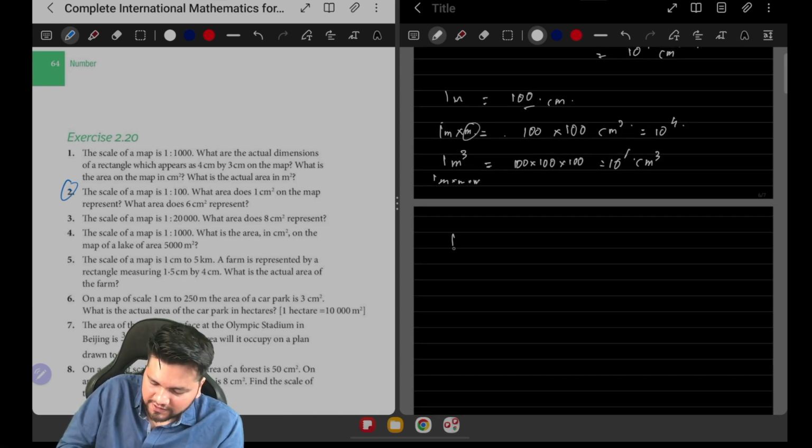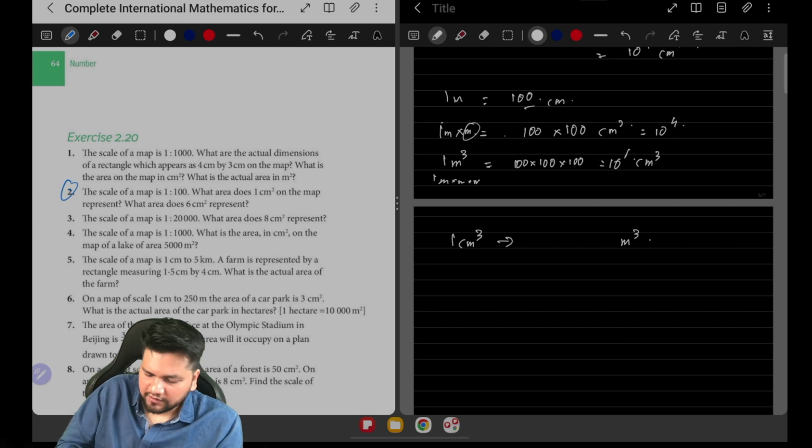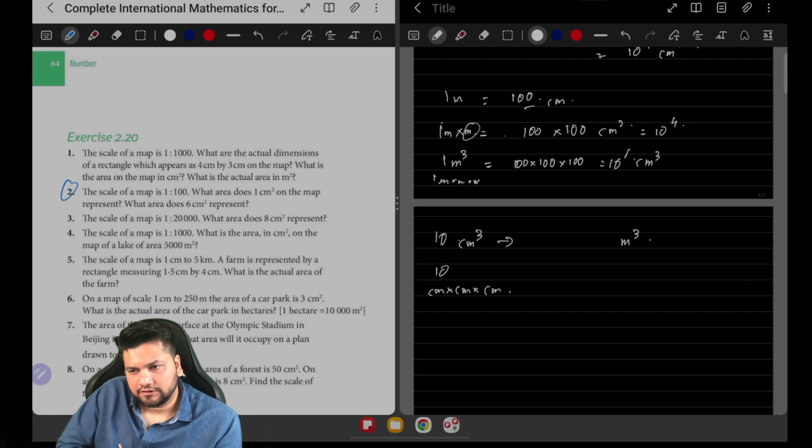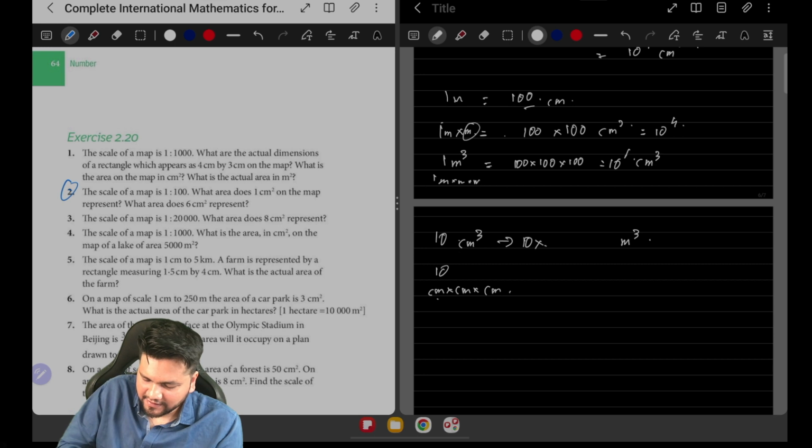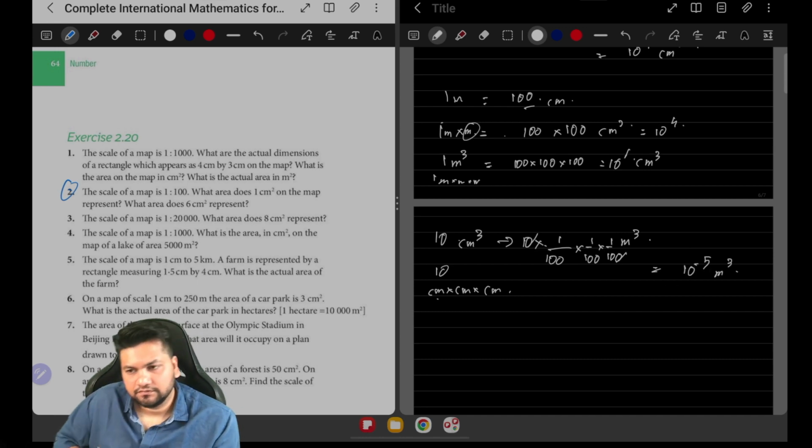Now if I want to convert centimeter cube into meter cube, let's say 10 centimeter cube, a random value I'll consider, into how many meter cube. Again it's like 10 centimeter into centimeter into centimeter. Here this 10 stays as it is, and each centimeter I'll convert into meter, so I'll divide by 100, into 1 by 100, into 1 by 100, whatever the calculation is. I think you'll get 10 to the power of minus 5 meter cube. That's the answer.